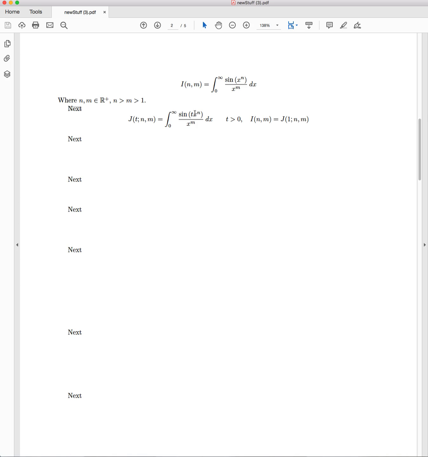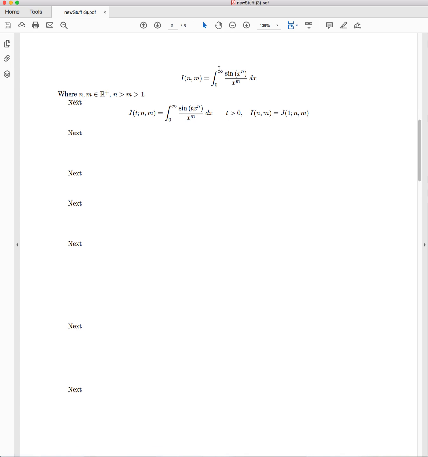So you can see here it's obviously very, very similar. The only difference is I've just put a t at the front. Here t is a positive real value, and we observe that this integral here is just this integral evaluated when t is equal to 1. So if I put t equal to 1 into that, I have 1 times x to the n, which is just equal to that. And that's something that we'll obviously need later on.